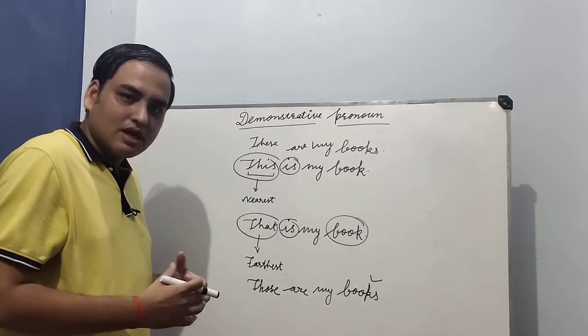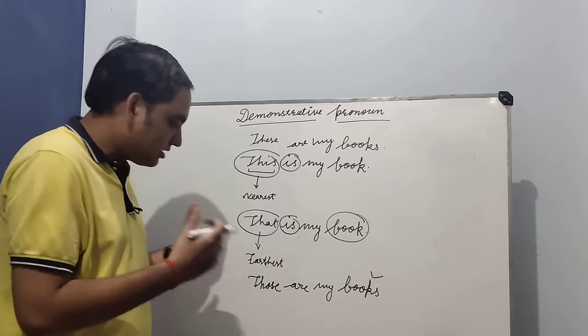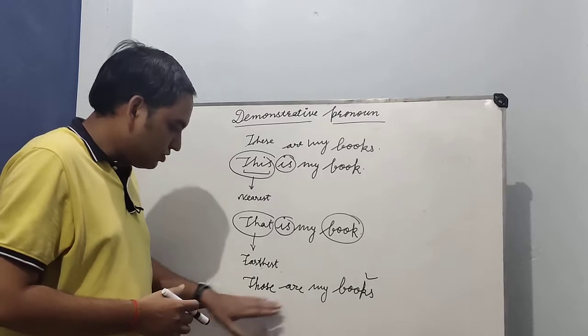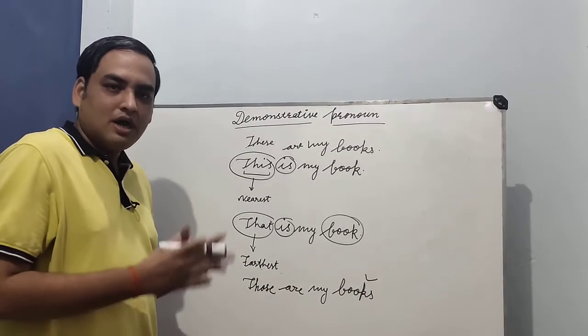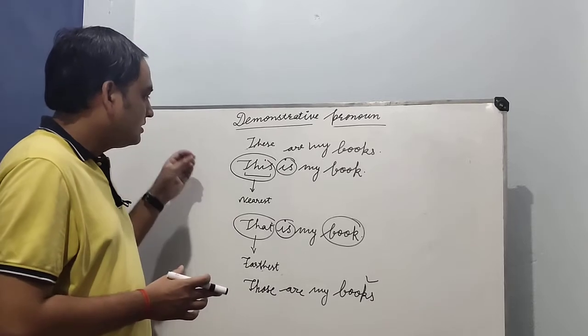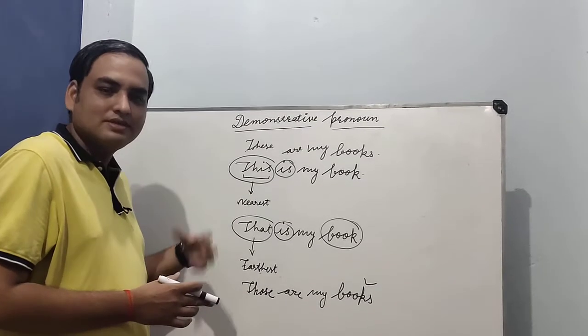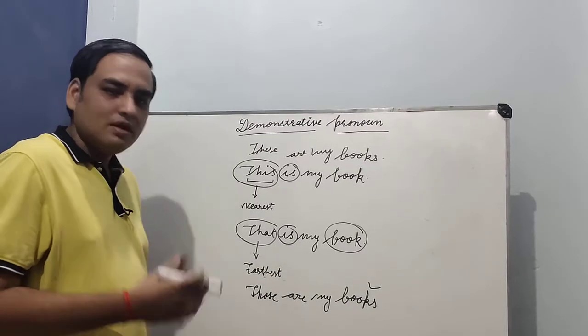Okay, the books are at a distant position. They are not nearest to me, then we will use those. Those are my books. So guys, you have understood how we can use these words, this, that, these, those, in sentences to demonstrate things.